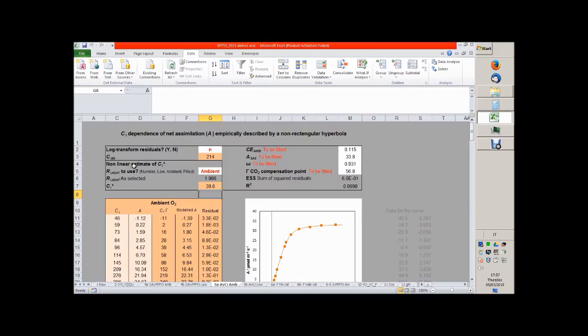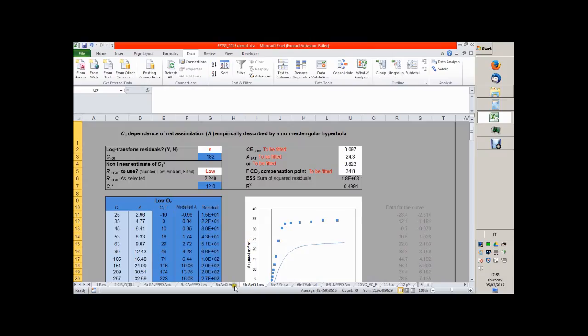The fitted function is used also to calculate Ci star. Ci star is the substomatal CO2 concentration at which gross assimilation is 0. By specifying a value for respiration in the light, in this case ambient, but we can also type any number, Ci star is calculated from the fitted curve.